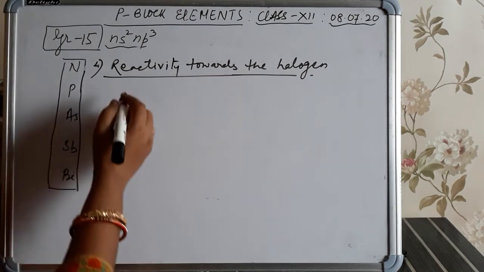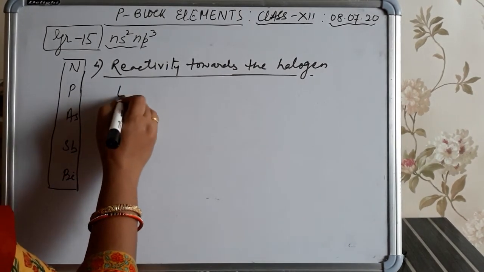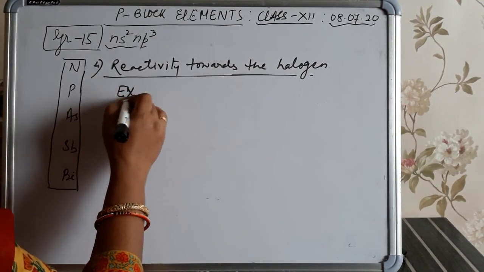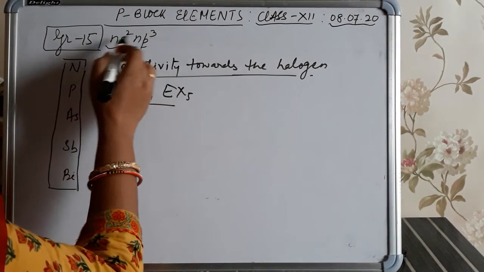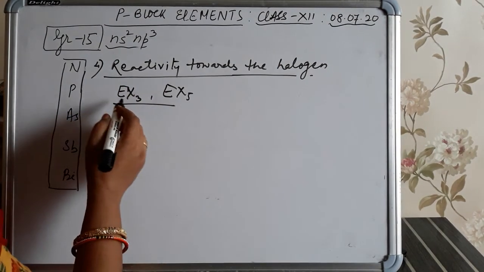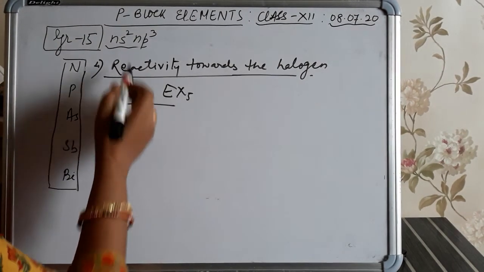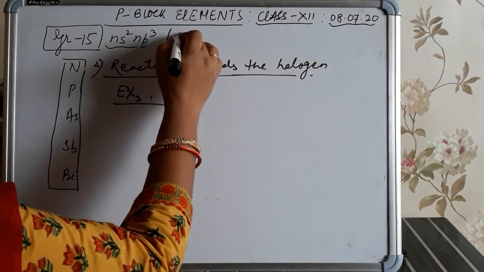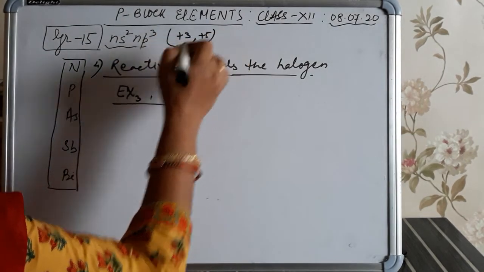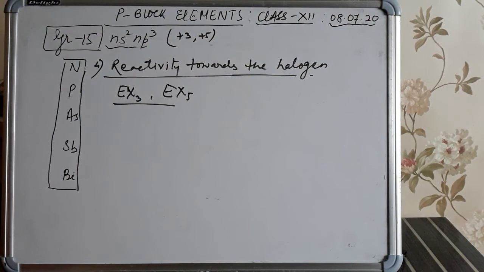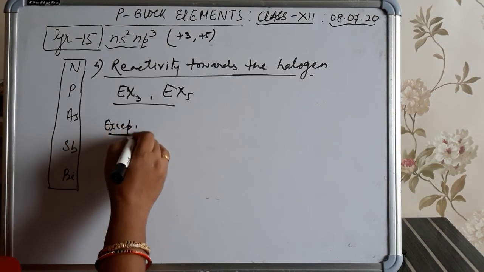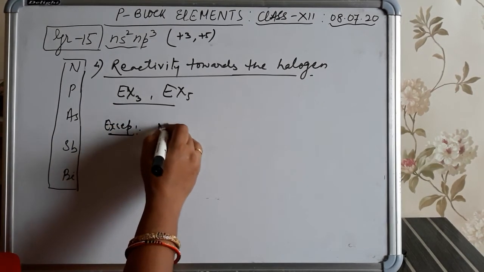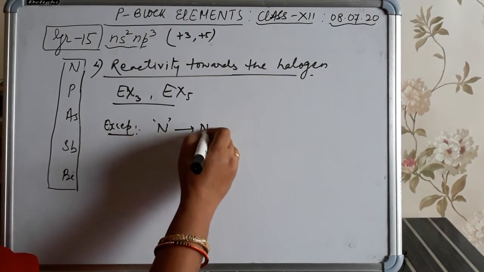Halogen. These elements react to form two types of halide compound, EX3 and EX5, because this group shows two types of oxidation state, in fact variable oxidation state, +3 and +5. So two types of halide compounds are formed by this group. Here is the exceptional case about nitrogen. Nitrogen does not form NX5.